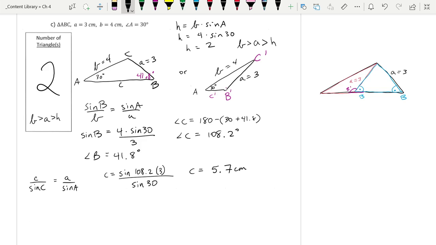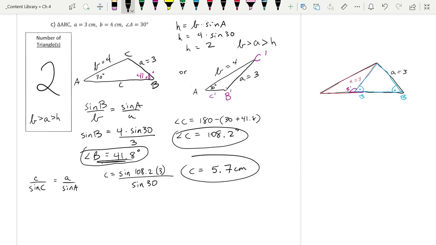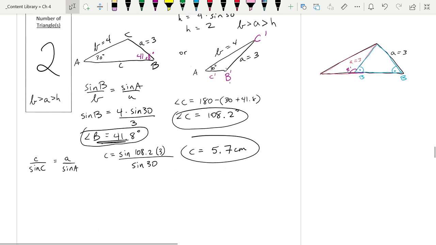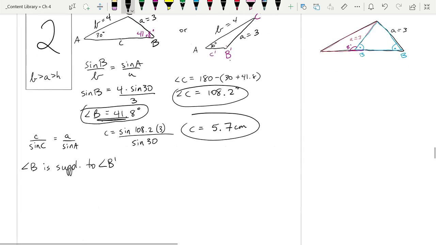Okay, so back in time, over here, this is me solving the first triangle. There's the three things I got. This one here helps me find that. The relationship between these two things is, I'll write it down in words here, angle B is supplementary, are you okay if I abbreviate supplementary? To angle B prime. So, I'm going to use that fact. 180 minus 41.8 is equal to angle B prime.